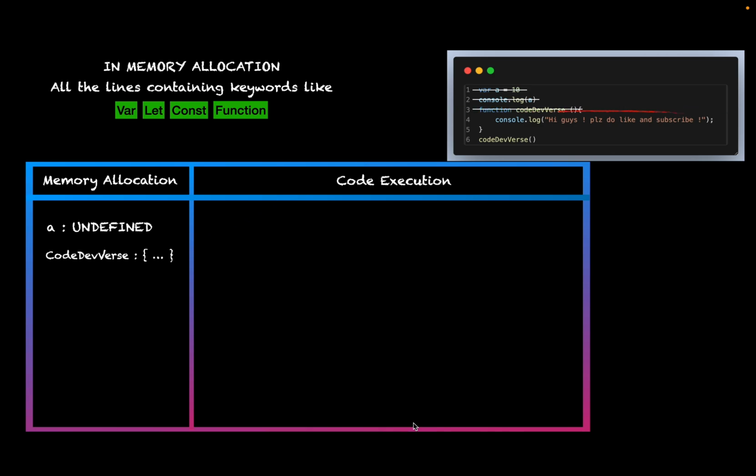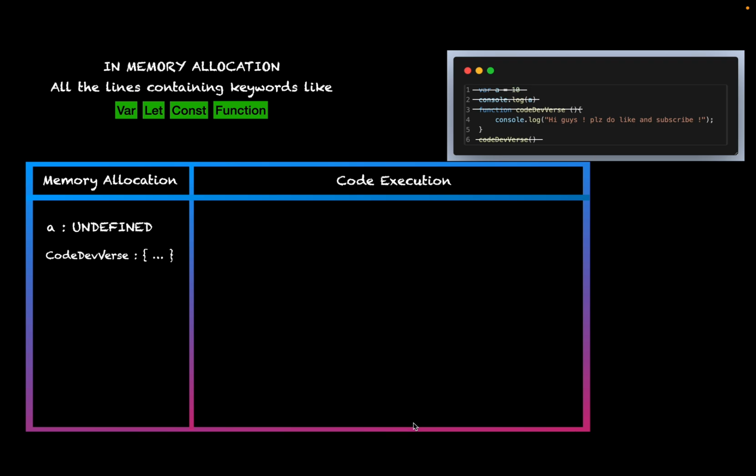Now comes line number 4. But the code will not get to this line. Why? Because the function is not being called yet, and unless and until your function is called, the code will never get inside the function. So the control will not get to this function. Control will directly get to your line number 6. But in line number 6, we don't have any of the keywords, and hence this line will also not take part in your memory allocation phase. So that was it about the memory allocation phase.